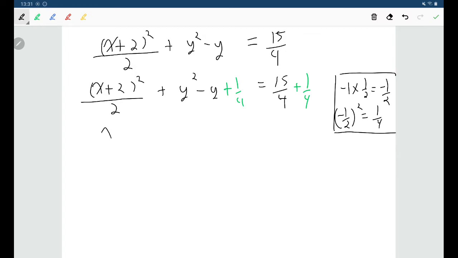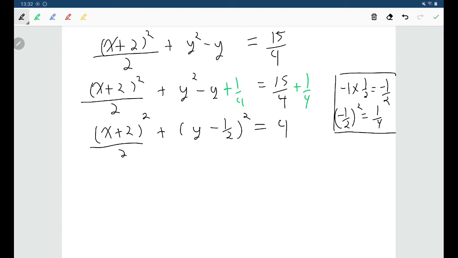So that what I'll have in the middle, y squared minus y plus 1/4, that is the same thing as the perfect square y minus 1/2, all squared. And on the right, I have 15 quarters plus 1/4. That's 16 quarters, which is the same thing as 4.